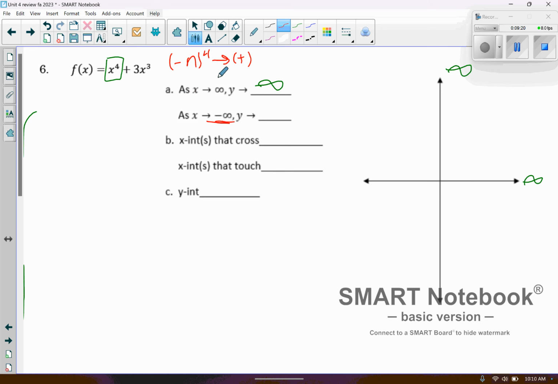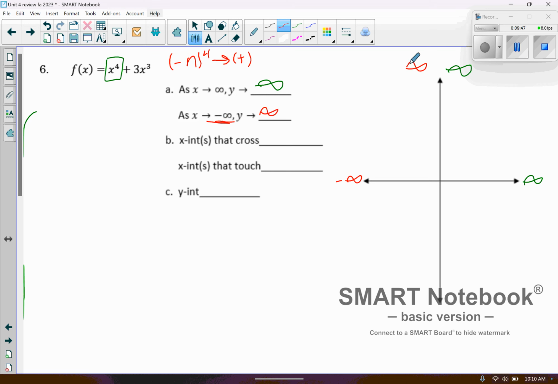It will come out positive because a negative times a negative is positive, but then times a negative will turn it back, and so on. So anyway, any negative number raised to an even power will always come back positive. So this is actually going to be positive also. So as x goes to negative infinity, y is going to go to positive infinity also. The y value will go to positive infinity.